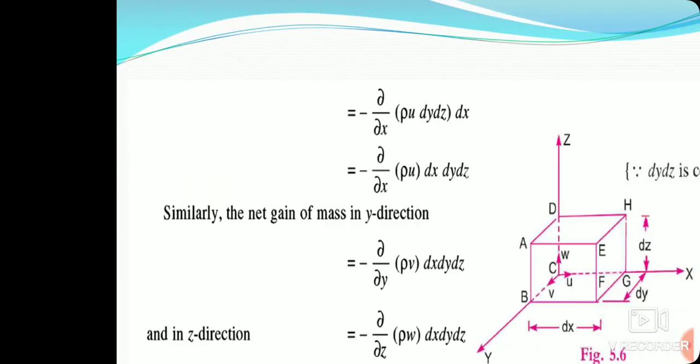So this is a parallelepiped element. Now let us consider that A, B, C, D, E, F, G, H is a parallelepiped element. Let us consider the x-axis, this is going to be the z-axis, and this is going to be the y-axis.